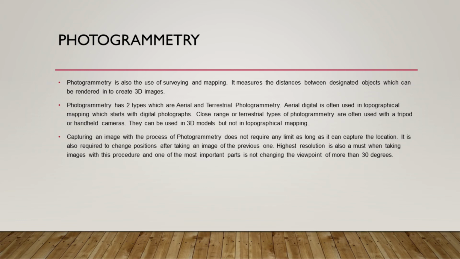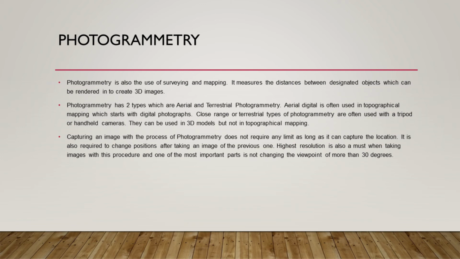Photogrammetry has two types, which are aerial and terrestrial. Aerial digital is often used in topographical mapping, which starts with digital photographs. Close range or terrestrial photogrammetry is often used with a tripod or handheld cameras. It can be used for 3D models but not for topographical mapping.